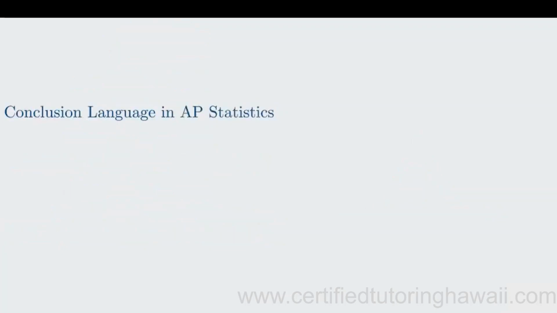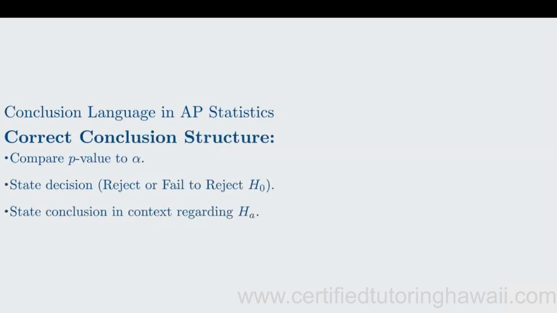Now that we've seen several examples, let's revisit a critical point about the language we use in our conclusions. In AP statistics, the way you phrase your final answer is just as important as the calculations. A correct conclusion should follow this structure. First, compare the p-value to alpha. Second, state your decision to either reject or fail to reject the null hypothesis. Finally, state your conclusion in context regarding the alternative hypothesis.